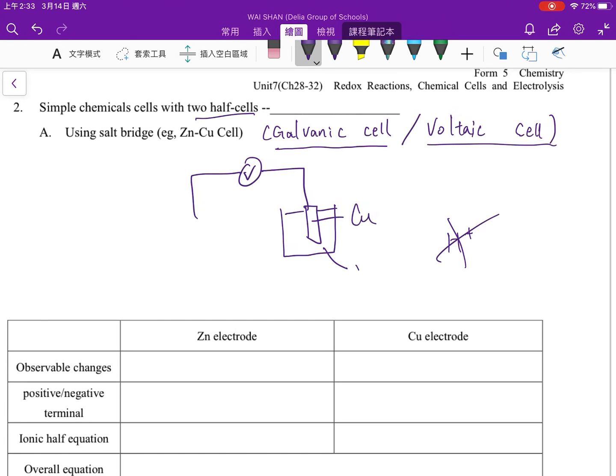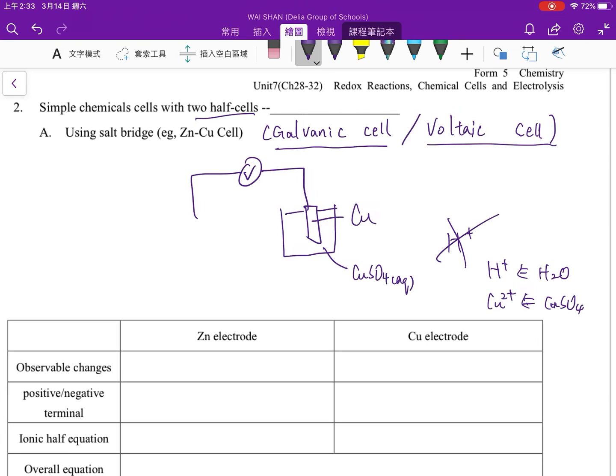For example, we use copper 2 sulfate solution. Inside the solution, the cation will be hydrogen ion, which comes from water. There will still be hydrogen ion from water, but besides hydrogen ion, there are also copper 2 plus ions, and these come from copper 2 sulfate.